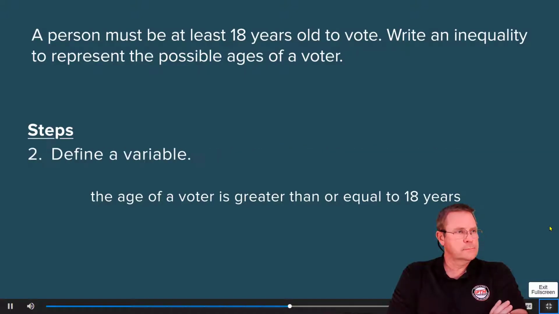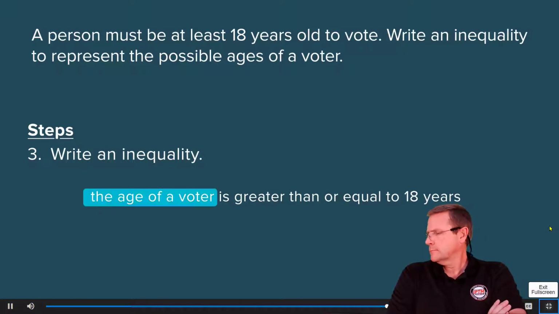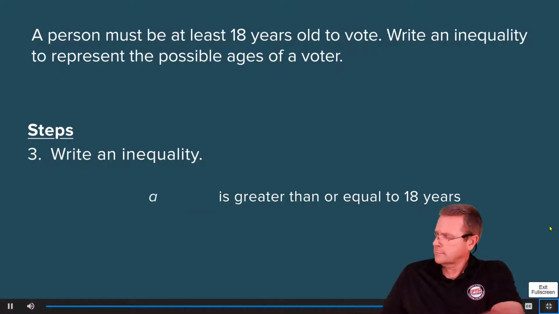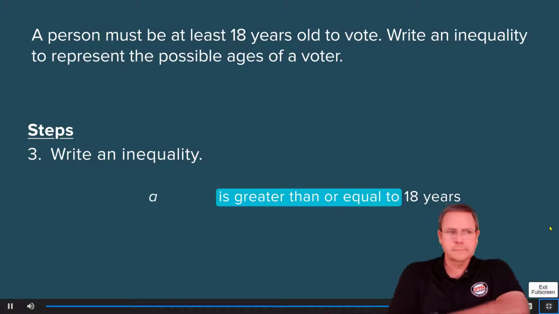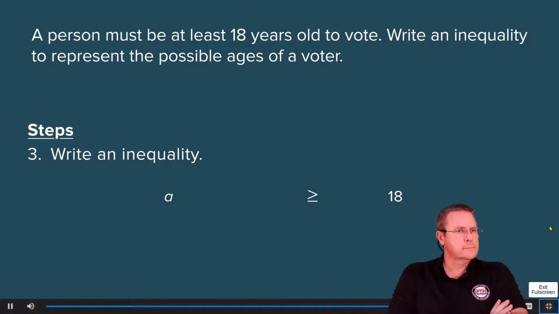Now, define a variable for the inequality. The variable should represent what you are trying to find. In this case, you want to determine the possible ages of a person who can vote, so let the variable a represent the age of a voter. Finally, use the word model to write an inequality. The age of a voter is represented by the variable a. Show that a is greater than or equal to 18 by using the greater than or equal to symbol. So, an inequality that models the situation is a is greater than or equal to 18.